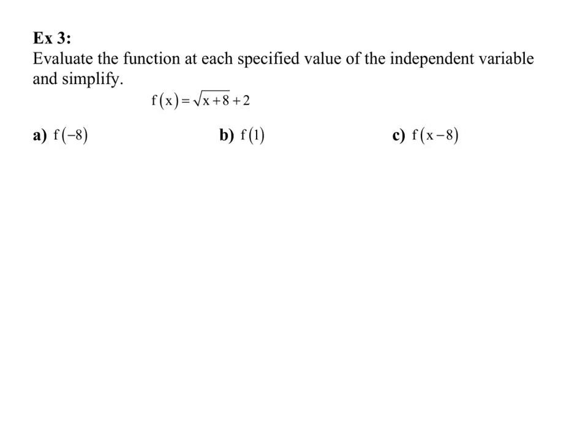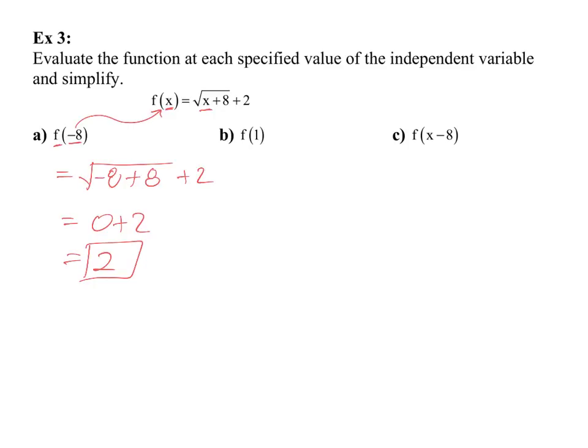Going over example 3. Evaluate the function at each specified value of the independent variable and simplify. Some students that aren't familiar with this notation think that we're multiplying here, but this is known as function notation. I'm taking my function f and evaluating it using the value -8. We have x as our variable, and I'm going to be plugging in -8 for x. So wherever I see an x, I plug in -8. Square root of x, which is -8, plus 8, plus 2. You have square root of -8 plus 8, which is 0, plus 2, which gives you 2.